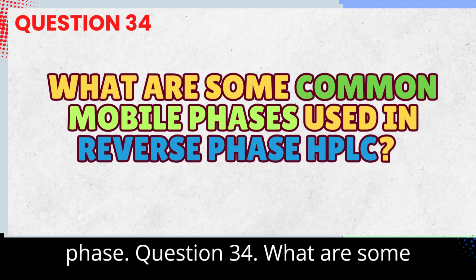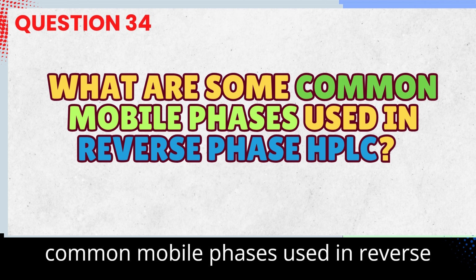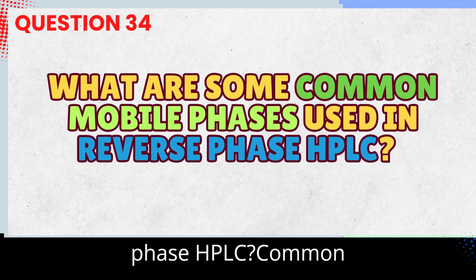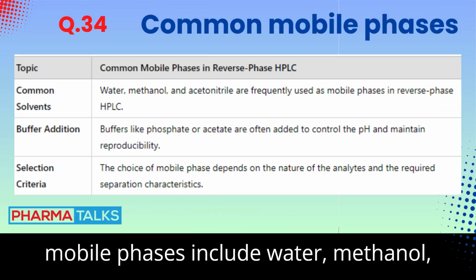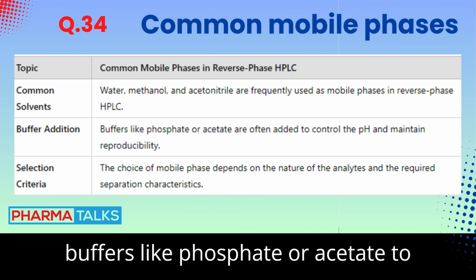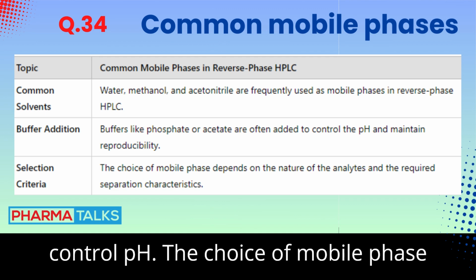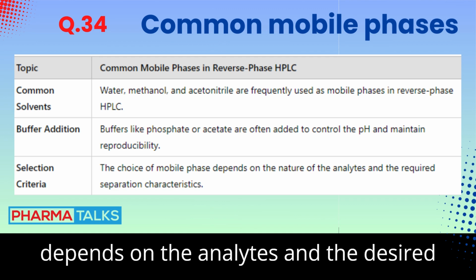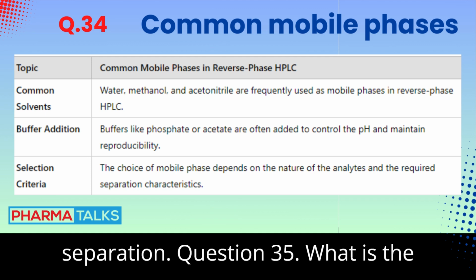Question 34. What are some common mobile phases used in reverse phase HPLC? Answer. Common mobile phases include water, methanol, and acetonitrile, often mixed with buffers like phosphate or acetate to control pH. The choice of mobile phase depends on the analytes and the desired separation.